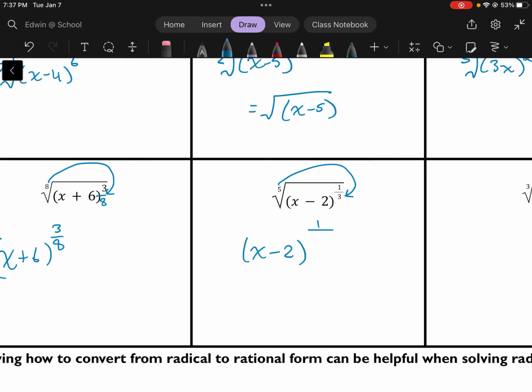So when we do that, we end up with 1 over 3 times 5, which is going to equal 1 over 15. So whenever we have two denominators, we have to multiply them. We don't add them.